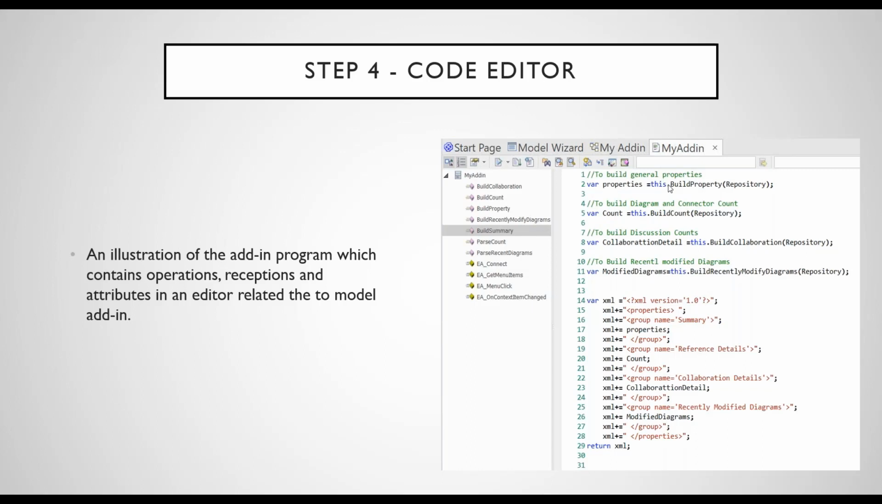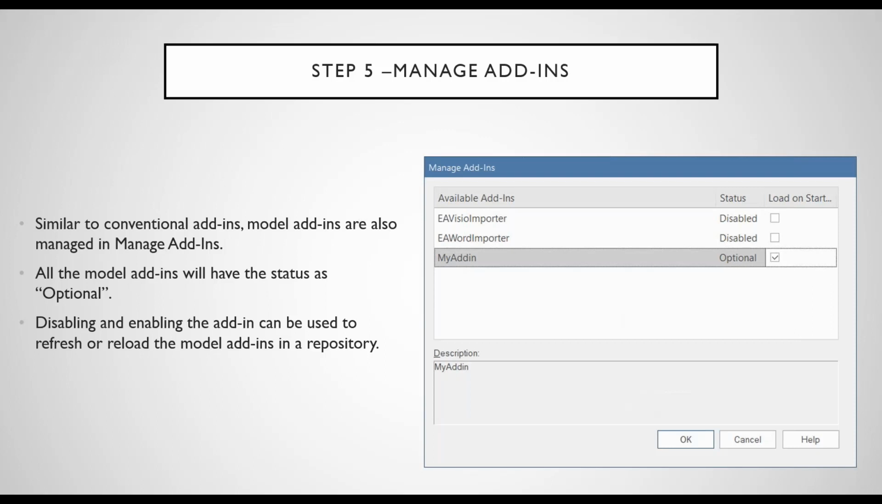Once all these configuration and scripting points have been completed, how do we enable this add-in in the model? That's quite simple, as with our regular traditional add-ins. Once the code stereotype has been added, you can find it under the Manage Add-Ins window. To differentiate between the traditional and these model add-ins, you can see the status for all the model add-ins will be Optional. Enabling is also quite simple. You can just select the Load and Startup option to enable this add-in in the model.